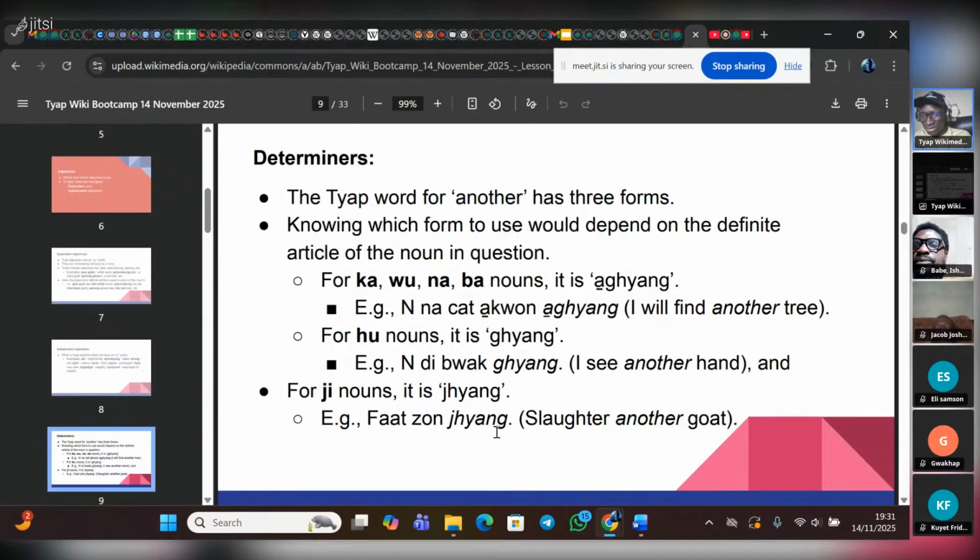So even though the Tyap language and the English language use the SVO pattern of sentencing, we have a little difference whenever it comes to the arrangement of determiners or definite articles. We switch them the other way around in the two languages.